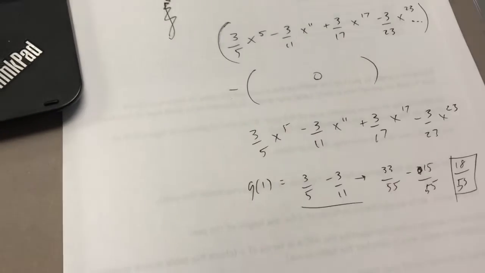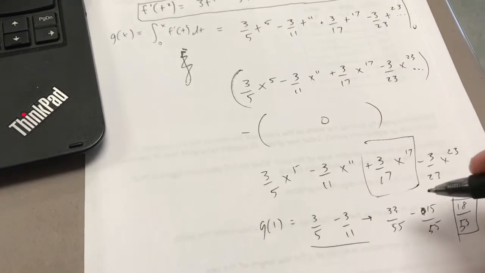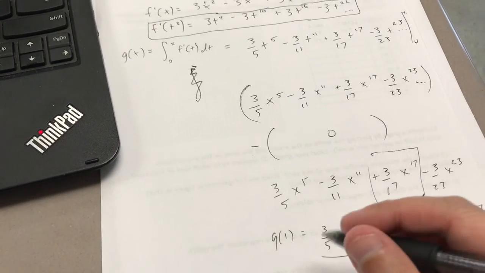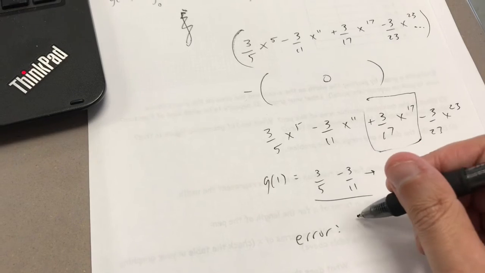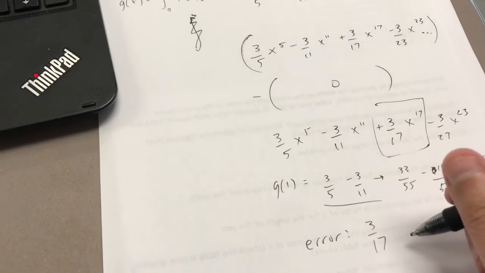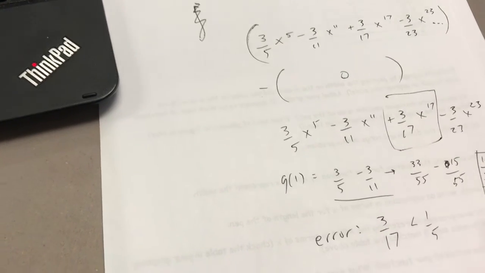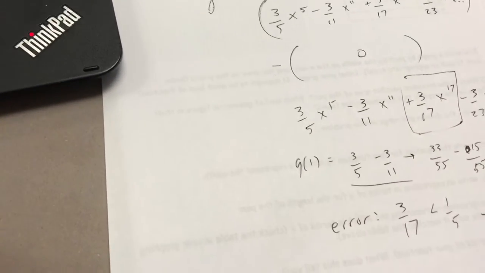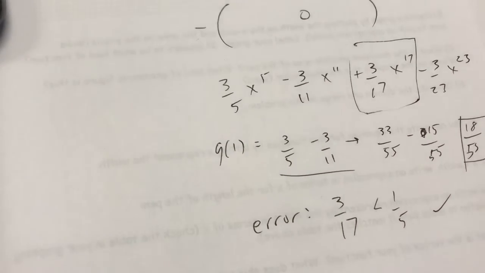So if you go back here and look, the first term that we omitted was the 3/17 x to the 17th value. So for the error there, we can just evaluate that at 1, and that's just going to be 3/17, okay? 3/17 is less than a fifth. And so anyway, we've shown there that the error is in fact going to be less than 1/5. So we didn't do that in 2020, but in other years that is something that could come up.